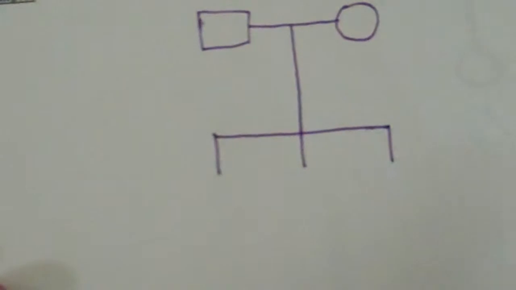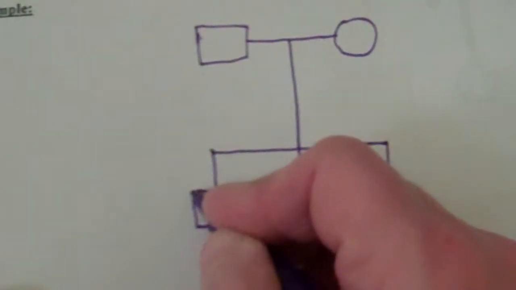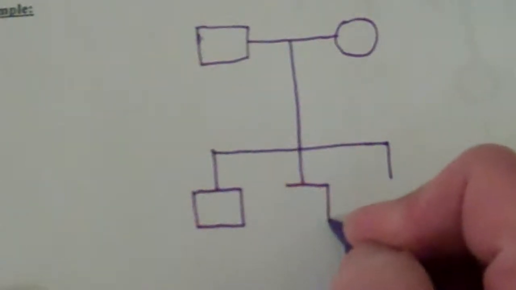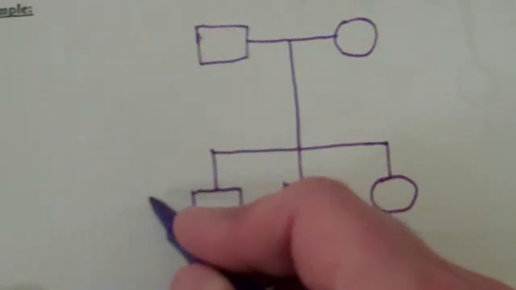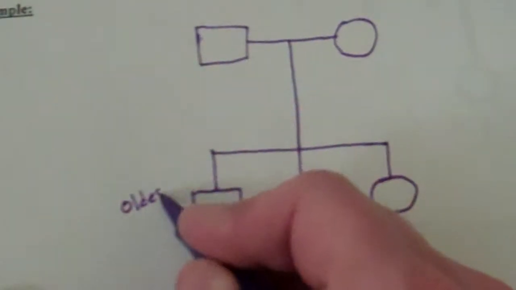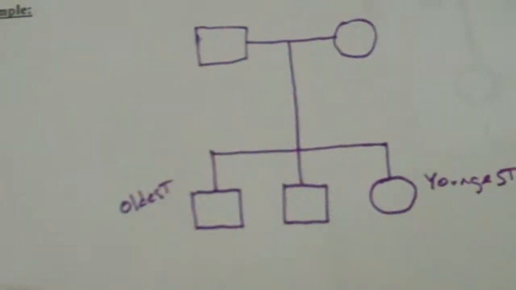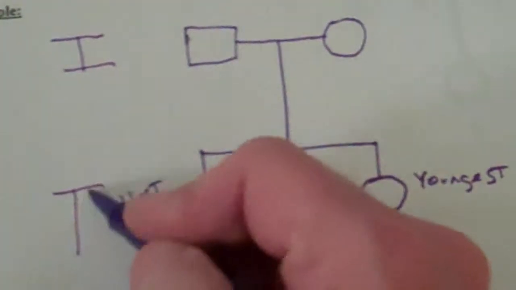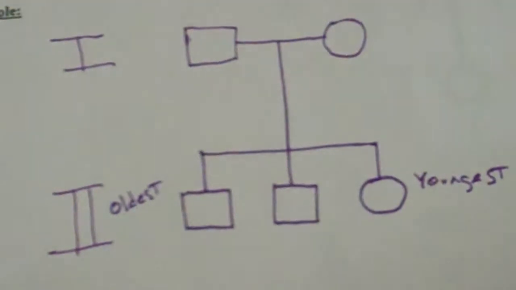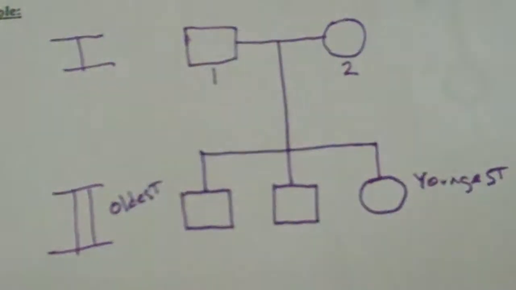When I draw them, we're going to do them in birth order. The first child, the oldest child, I'm going to say is a boy. Let's say the second kid is a boy. And let's say the third child is a girl. So this is oldest and youngest. We need to do our numbering. This is generation 1, Roman numeral 1. This is generation 2. And then we number our people. This is person 1 and person 2 in generation 1.